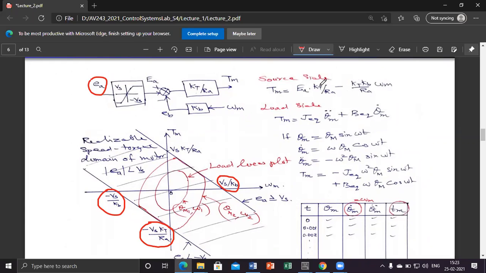KT is there in both cases. So this is the expression, and this is what we have plotted: Tm along the y-axis and omega m along the x-axis. If you take omega m as the independent variable, you can plot Tm versus omega m for different values of the supply voltage at the so-called EA, which will vary based on the applied external voltage.